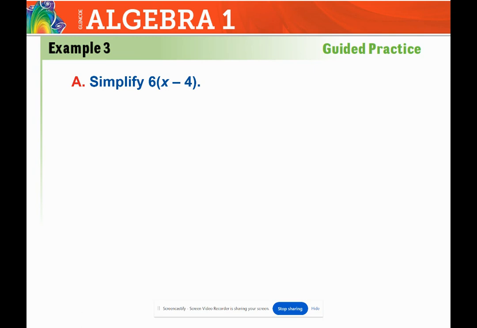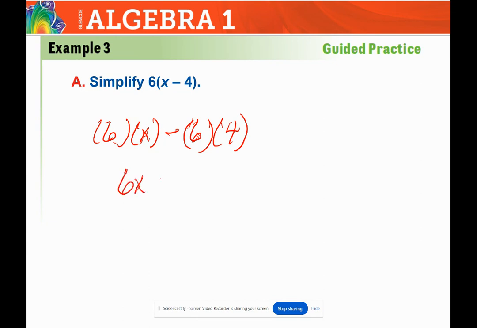So try this one on your notes. Again, make sure you show those steps. I'm going to do that today, and then we'll go away from having to show each step as long as I see understanding with that. So once you show your steps, you should have 6x minus 6 times 4. 6 times x is 6x. Negative 6 times 4 is 24.